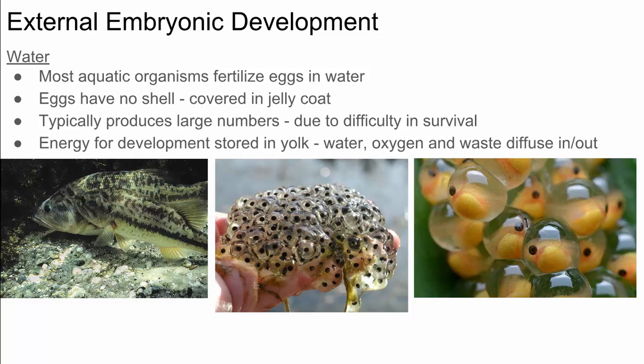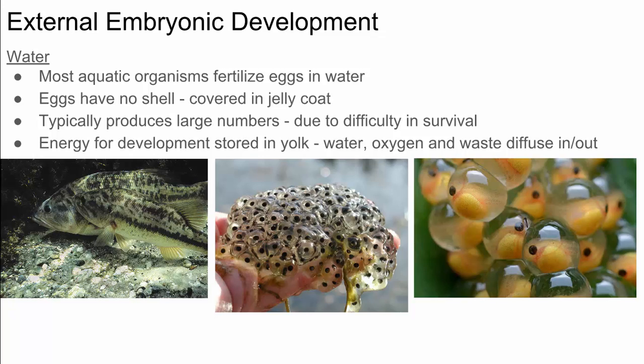All right, so let's talk a little bit about animal reproduction. We'll start by talking about external embryonic development. In most types of animals, the reproduction happens in the water, using what we call external development. Most aquatic organisms, animals that live in the water, release eggs into the water that are unfertilized, and then typically males release sperm into the water, and those sperm cells can make their way to the eggs and fertilize them.